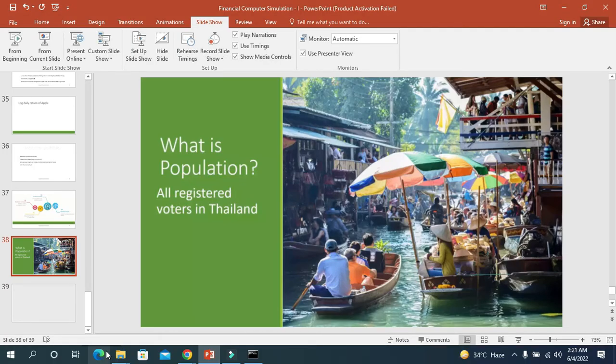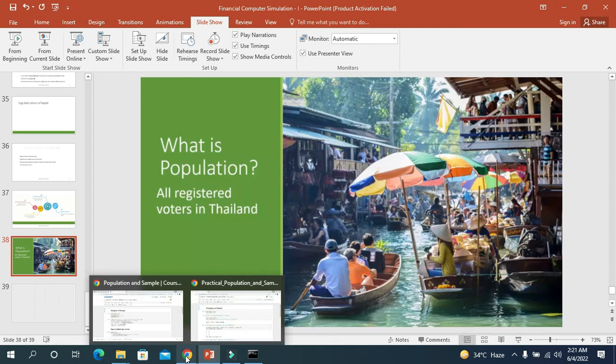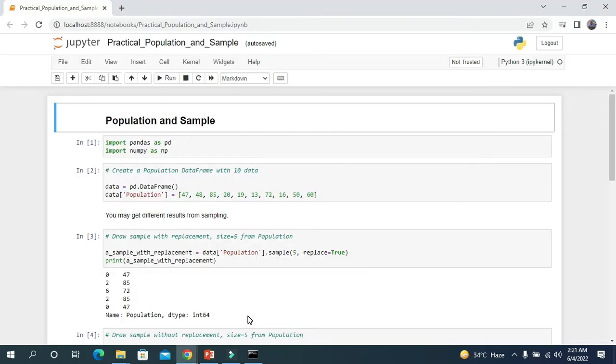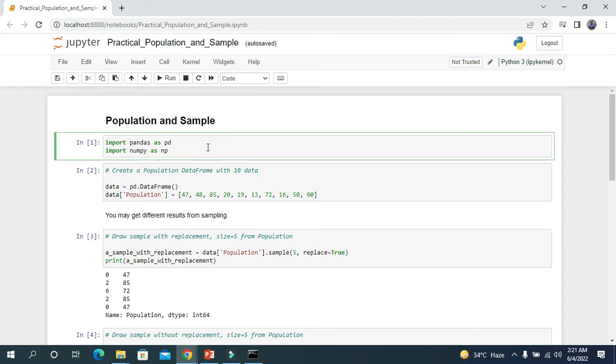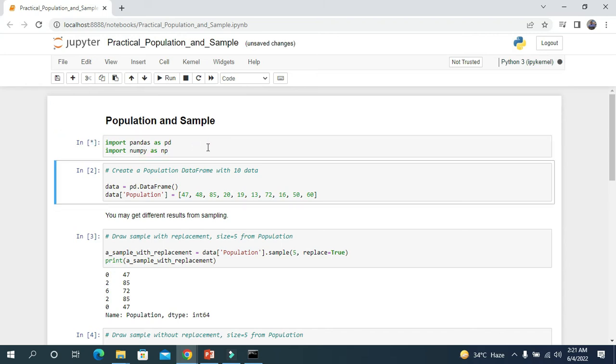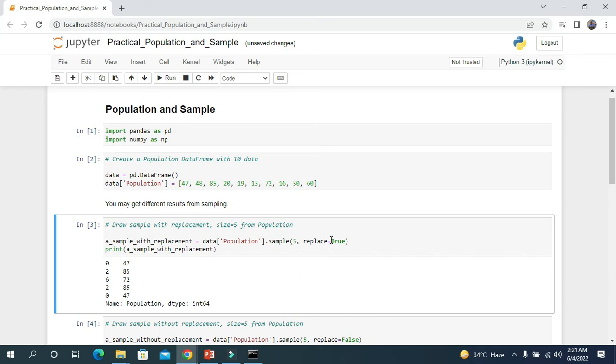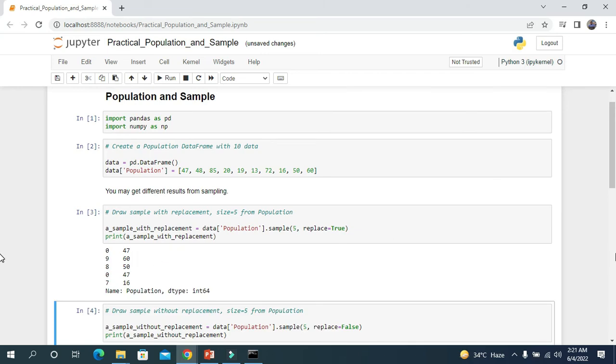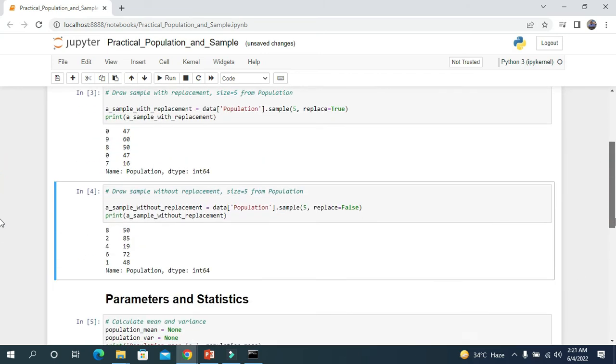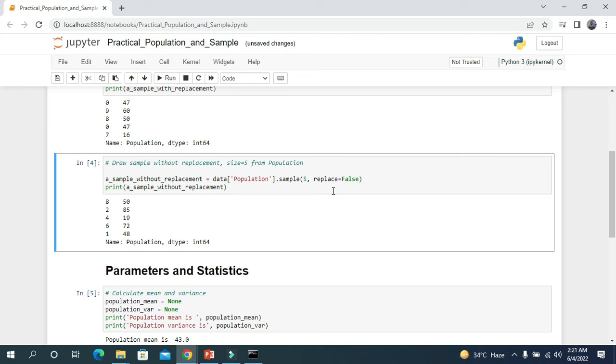So this is the explanation about sample and sample with replacement. We have also uploaded the practical of population and sample on my GitHub. So there are basic libraries. You can see I have made a data frame named population. Now I am taking 2 samples from this, and you can see here it is written replace is equal to true. So it is sampling with replacement, and for without replacement, replace is equal to false.